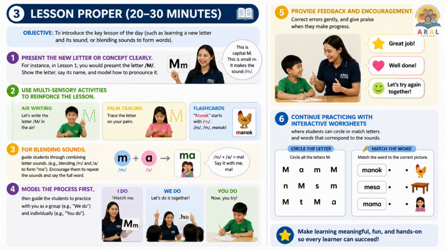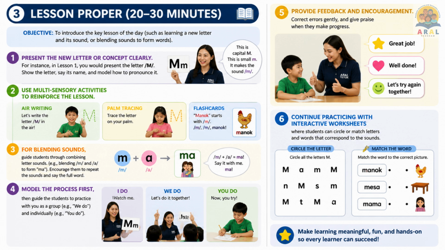Tracing the letter on the palm, kinesthetic practice. Using flashcards with pictures that represent the letter's sound, like showing a picture of a monarch for M. 4. Blending sounds. Guide students through combining letter sounds such as blending M and A to form Ma. Encourage them to repeat the sounds and say the full word.